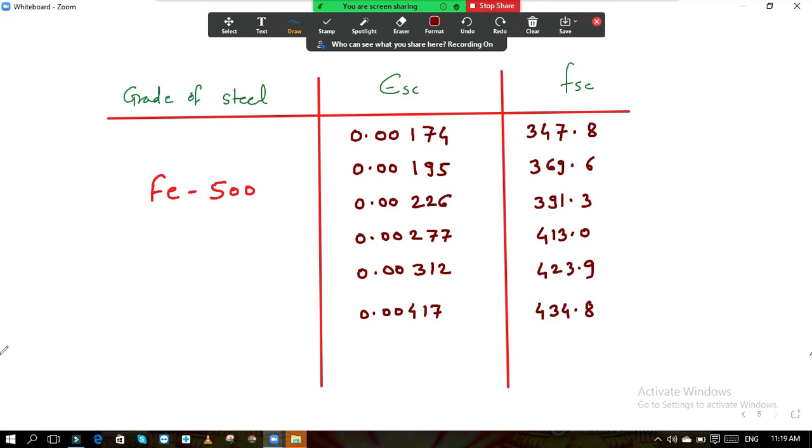Now your question is likely to be, what will happen if the range is beyond this? Suppose I calculate the strain and the value is 0.00512. If you see in this table, the 512 value is not there, and greater than 512 is also not there, so you cannot do the interpolation and cannot get the value. I have given you here only certain values. If this problem is in the examination, the range will be given to you.